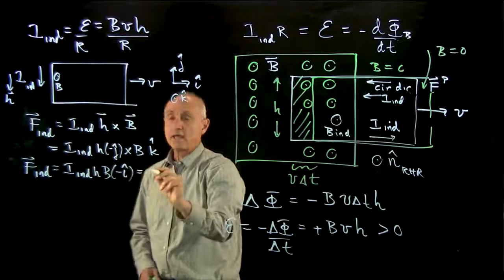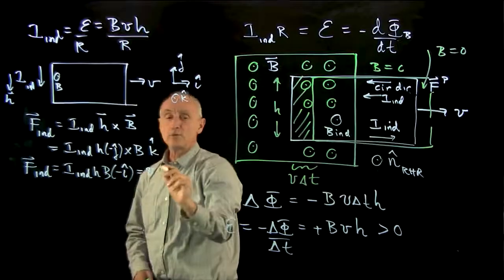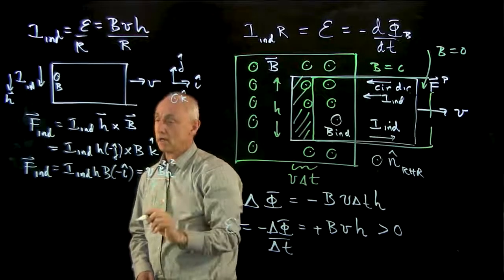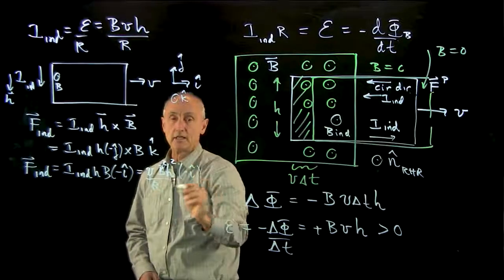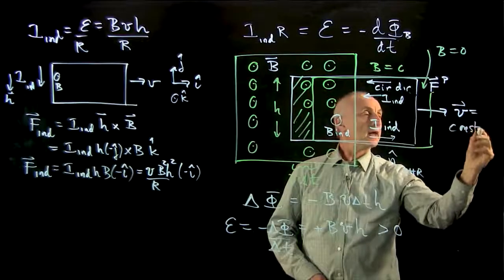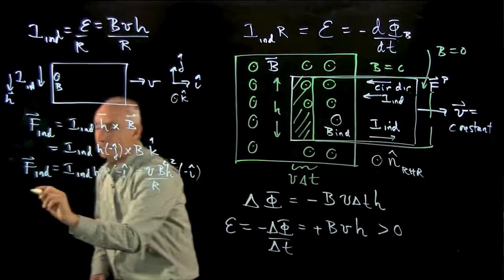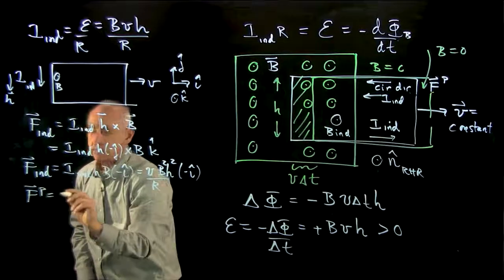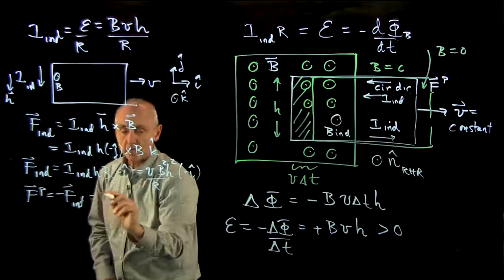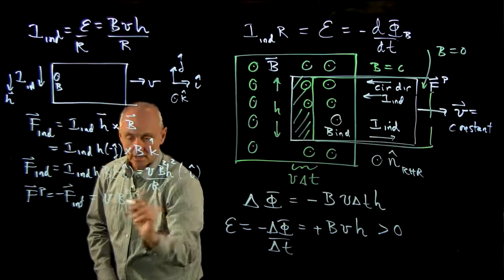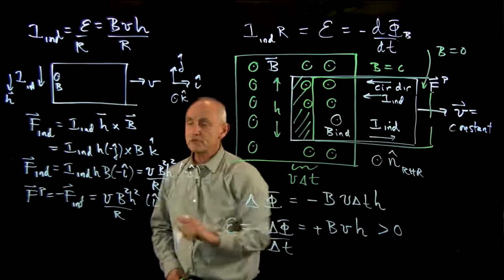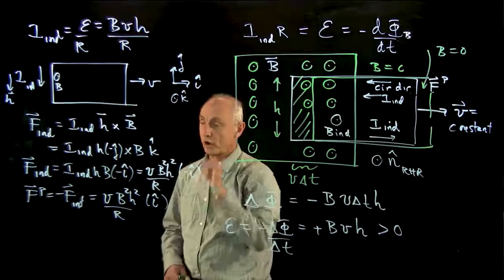And so I get a v. I'll get a B squared. I'll get an h squared. And I divide by R in the minus i hat direction. Now, if I want to pull this loop at a constant speed, then my pulling force has to be equal to minus the induced force, which is in the negative i hat direction. And so I have to pull this, if I want to go at a speed v, with a force equal to v B squared h squared over R.